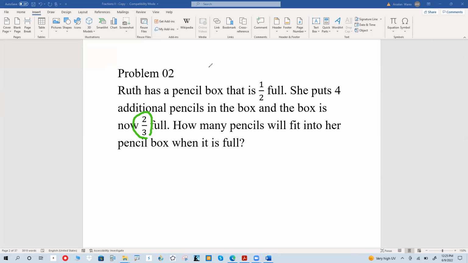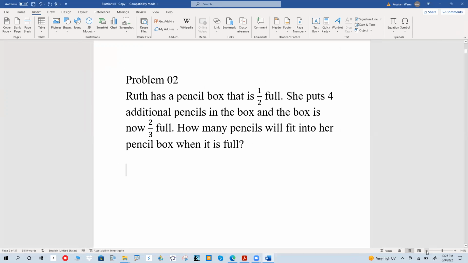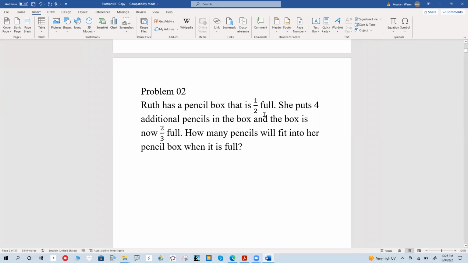So how do we represent this so that more people can understand, not just me and other adults? Here are a couple of things I'll do. I really want to understand what's 1/2, what's 2/3. And since I'm referring to the same box, it's a good idea to make my pencil box 2 by 3.